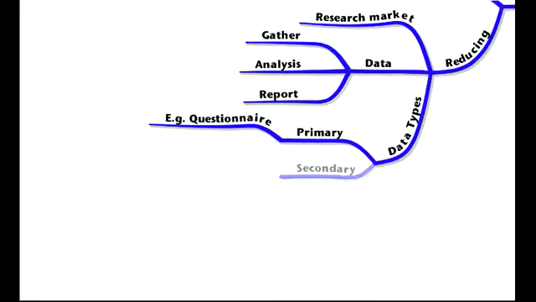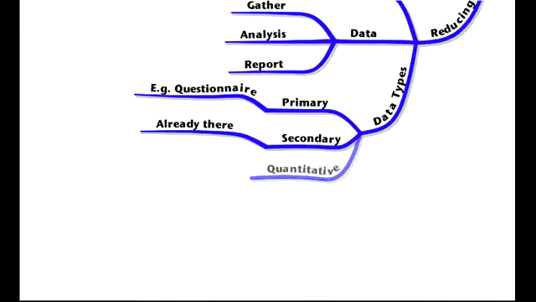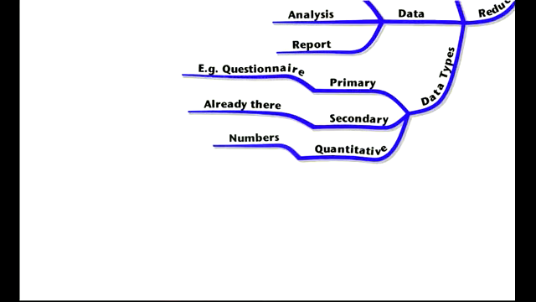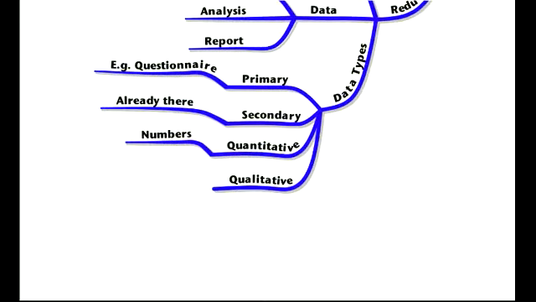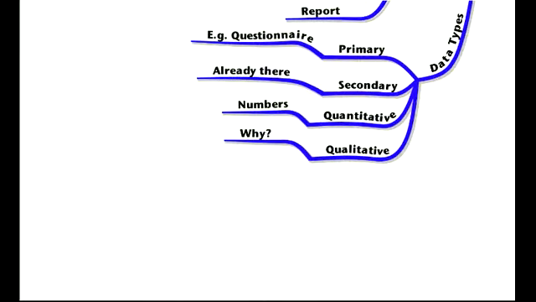Just a word here on types of data. Primary data is source data that you gather yourself, for example, a questionnaire. Secondary data, well, that's already there. That's been gathered by someone else. Quantitative data, that's the numbers. And qualitative data, that's why something has occurred, an opinion as to why something has occurred.